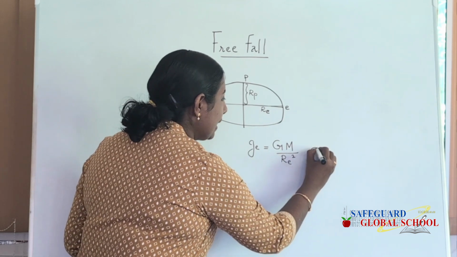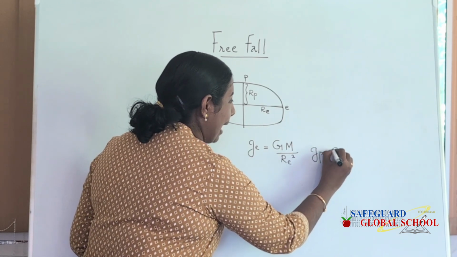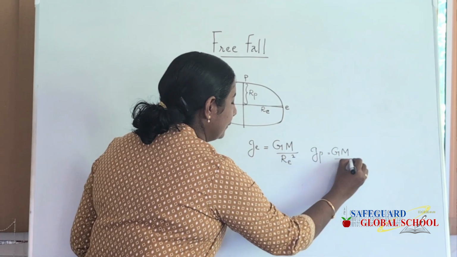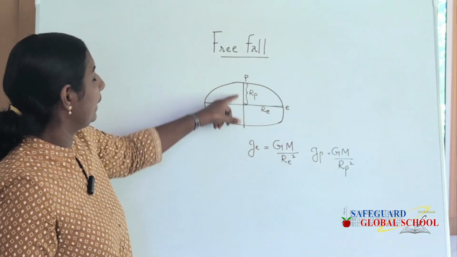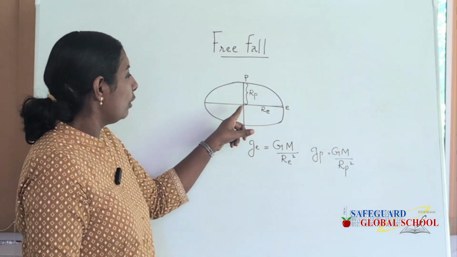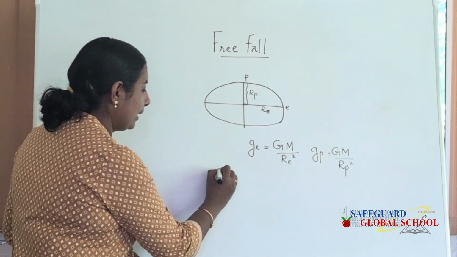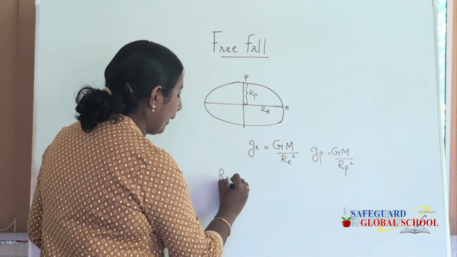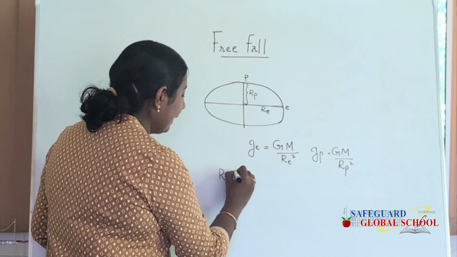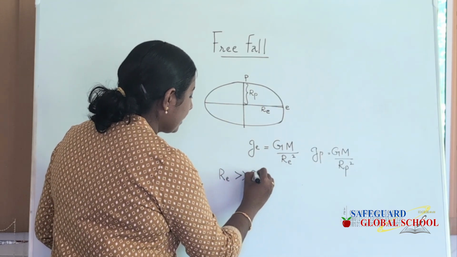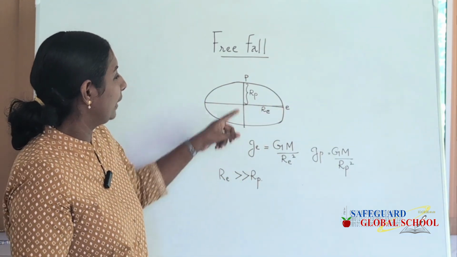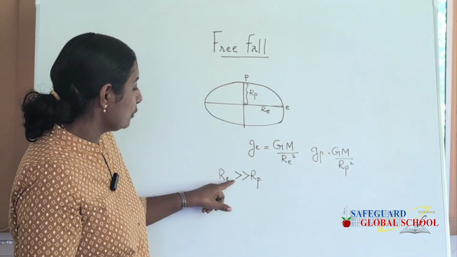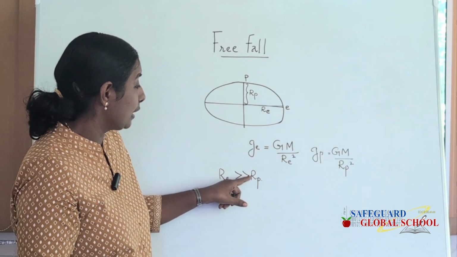And what is g at the pole? It is capital G into M divided by the radius at the pole squared. From here itself we can understand that the radius of the equator is greater than the radius of the pole, because this length is more when compared to this length.